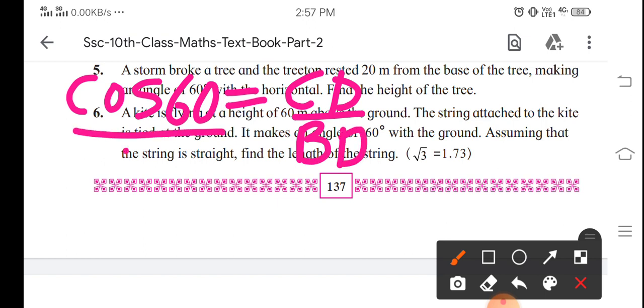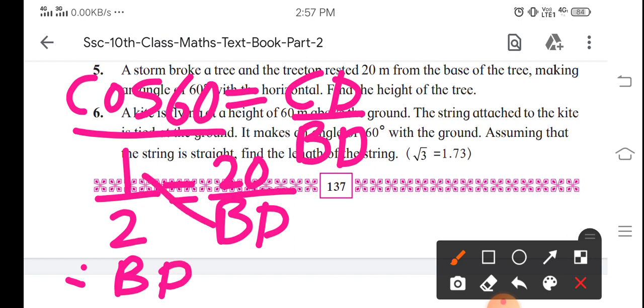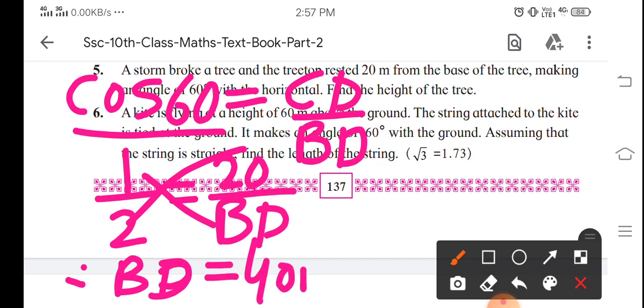So cos 60 is 1 upon 2, and CD we have 20, right? BD we have to find out. So what you are getting from here, when you multiply this BD with the 1, only BD you are getting, and this 2 multiplied with the 20, you will get 40. So you got the value of BD is 40 meter. Just make it equation number 2.